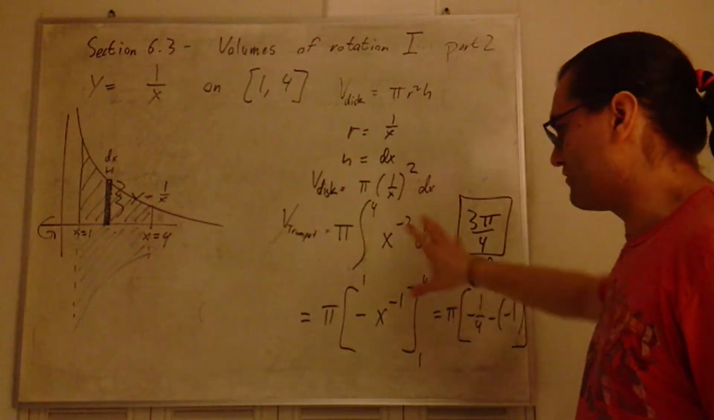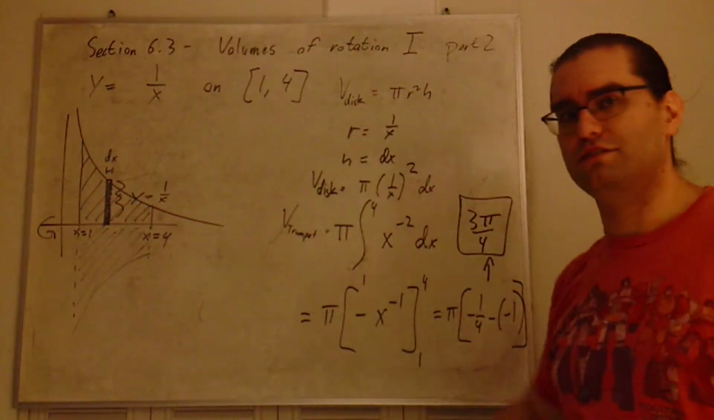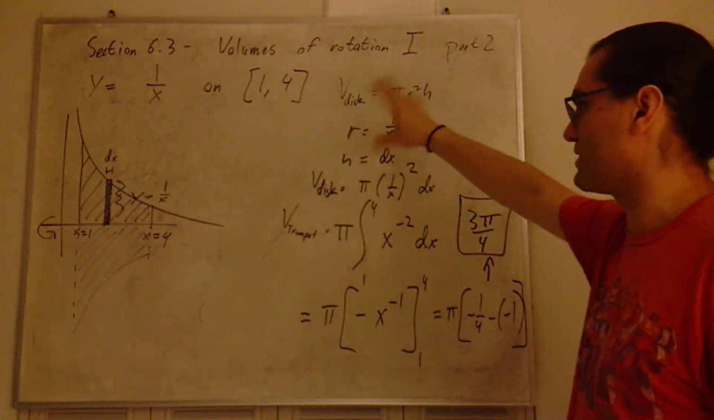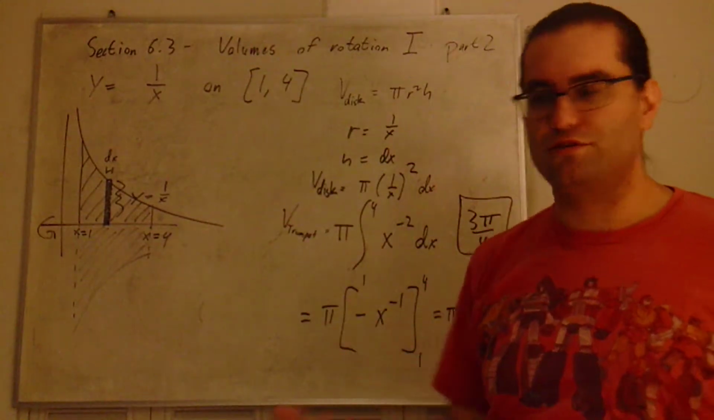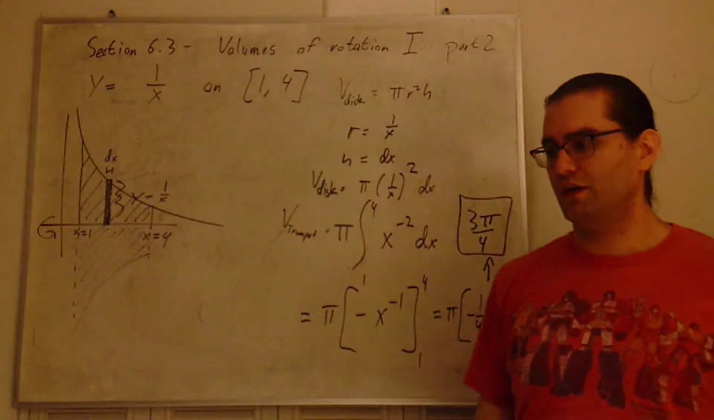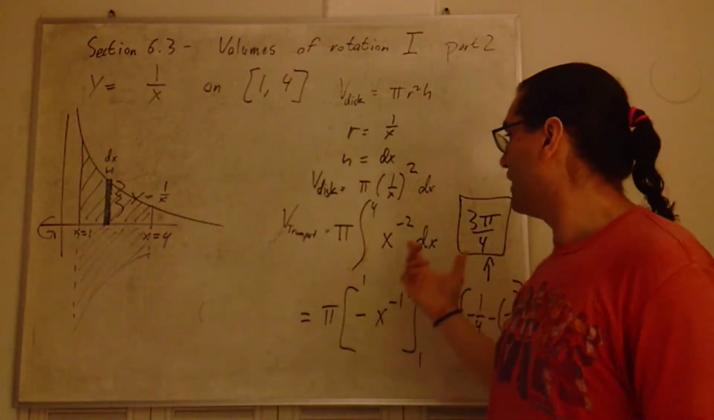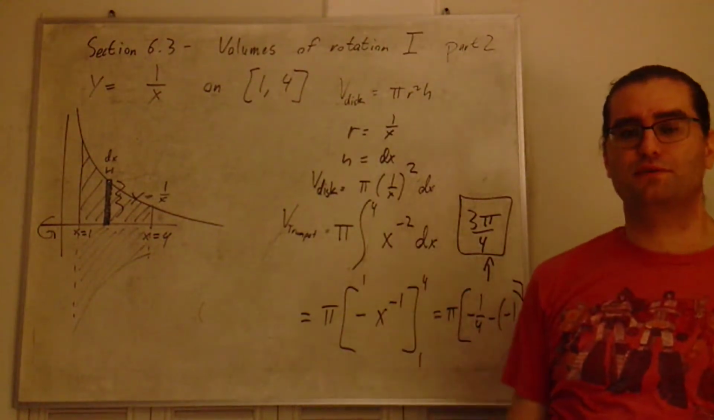So that's all pretty straightforward with the evaluation. It's the setup that's often the challenge here. This part is where I see students make the most mistakes, trying to figure out what shape you get, how you should cut it, what the radius is, all that sort of stuff. This is how you do it.